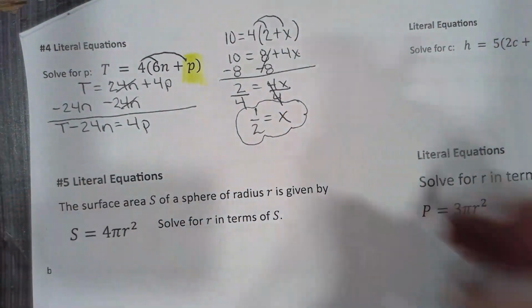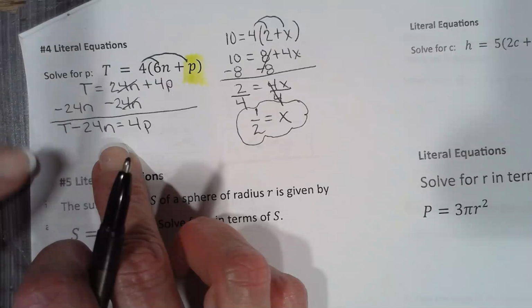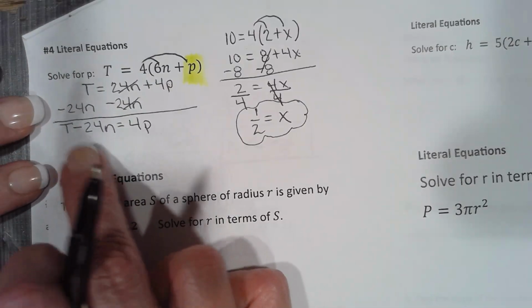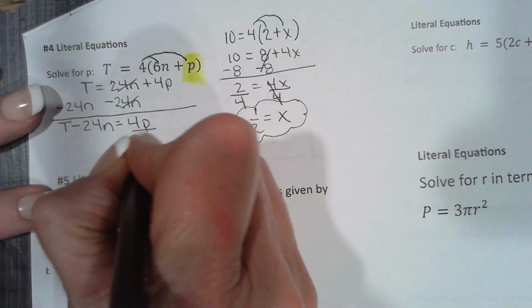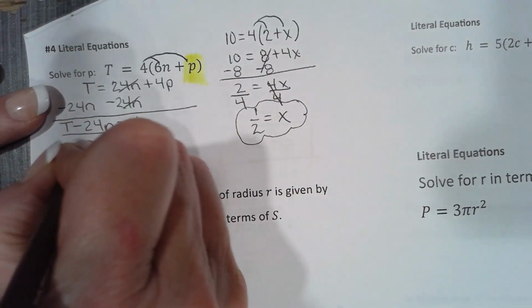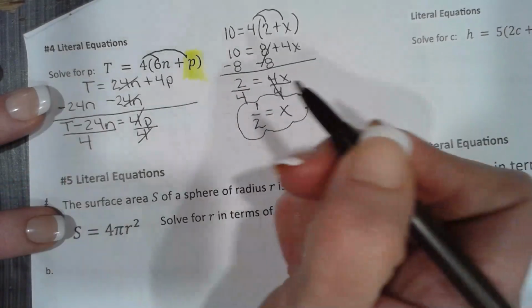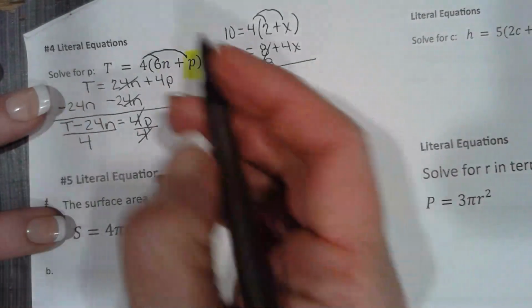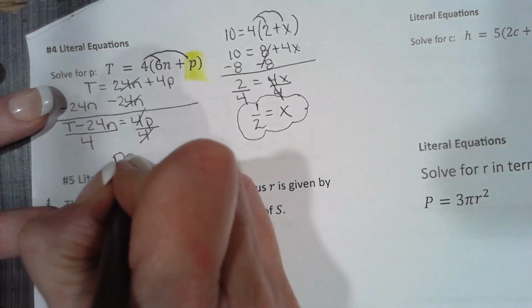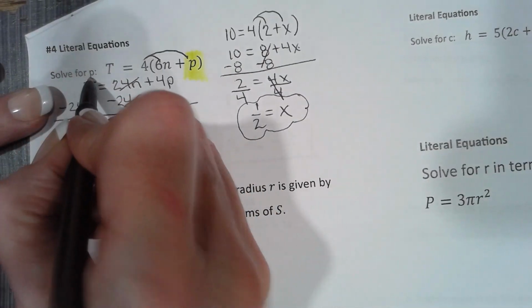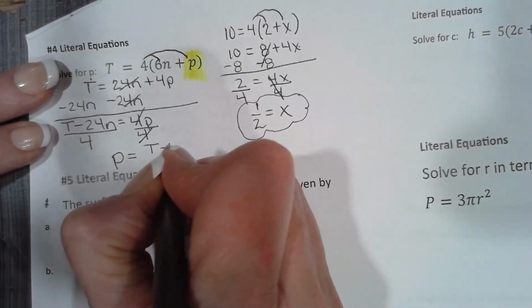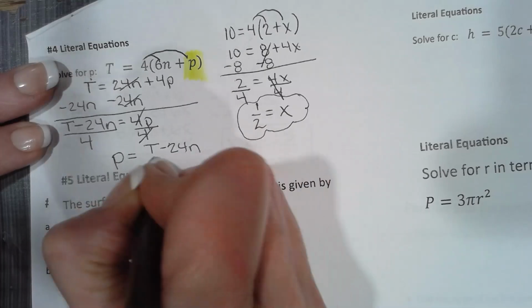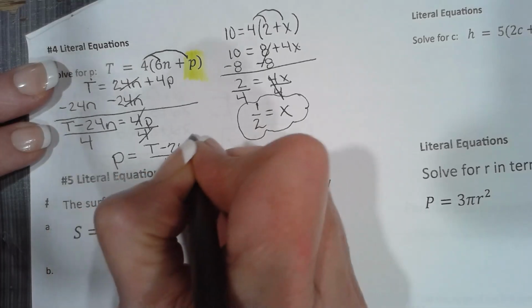Okay? Here, with literal equations, I don't get a numerical answer. I get an expression with variables in it. So my last step here to solve for p is I'm going to divide by 4. Notice I can't really simplify this. So my answer is p equals, because it told me to solve for p, t minus 24n divided by 4.